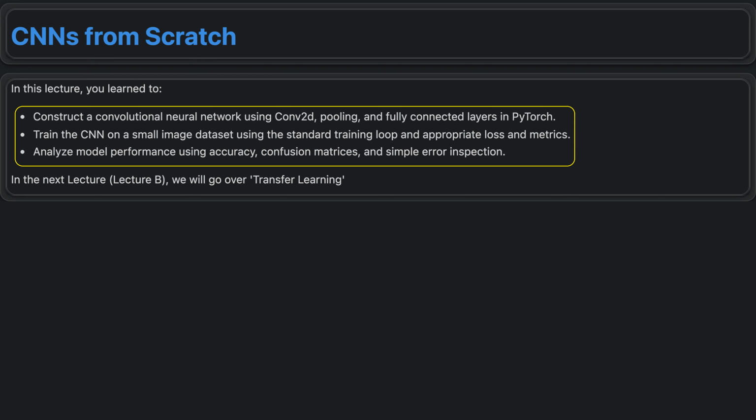In this lecture, you learn to construct a convolutional neural network using conv2D, pooling, and fully connected layers in PyTorch. Train the CNN on a small image dataset using the standard training loop and appropriate loss and metrics. And analyze model performance using accuracy, confusion matrices, and simple error inspection. In the next lecture, Lecture B, we will go over transfer learning.